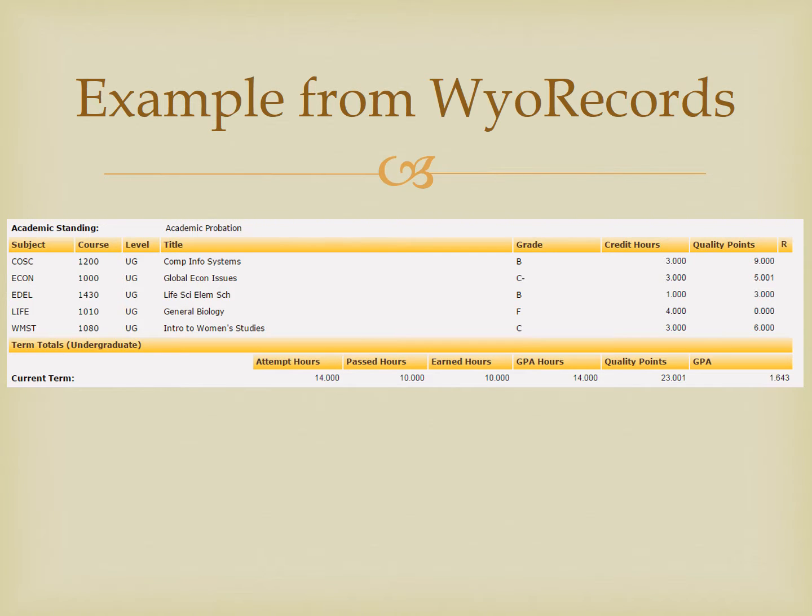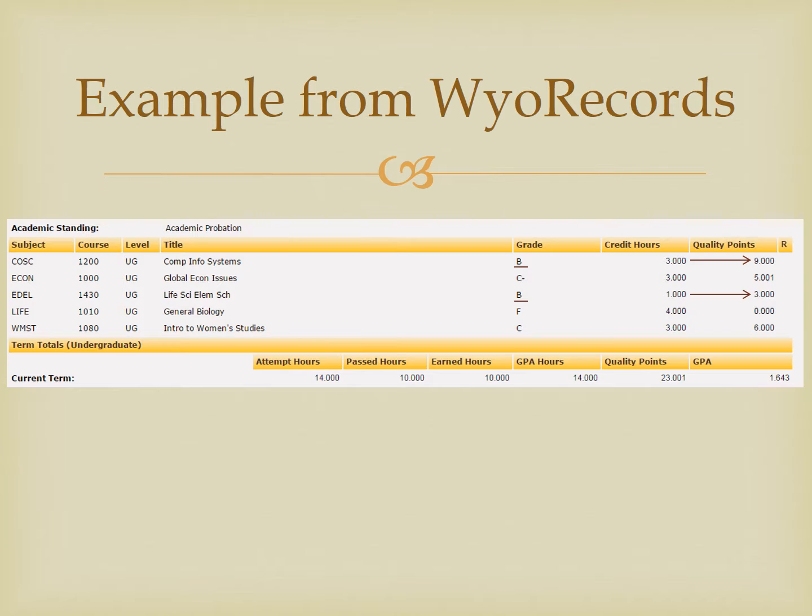Now we'll take a look at a few examples from WYO records. These are screenshots from transcripts and WYO records. Here we see a student semester, and this is a good example of weighted on credit hour. The student has 2 Bs in computer science 1200 and elementary education 1430. However, one is 3 credit hours and one is 1 credit hour. And so we see this reflected in the quality points.